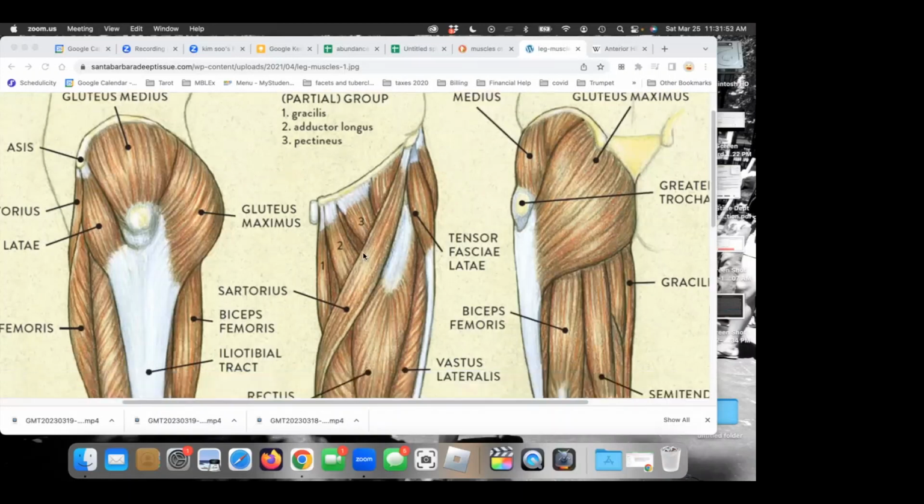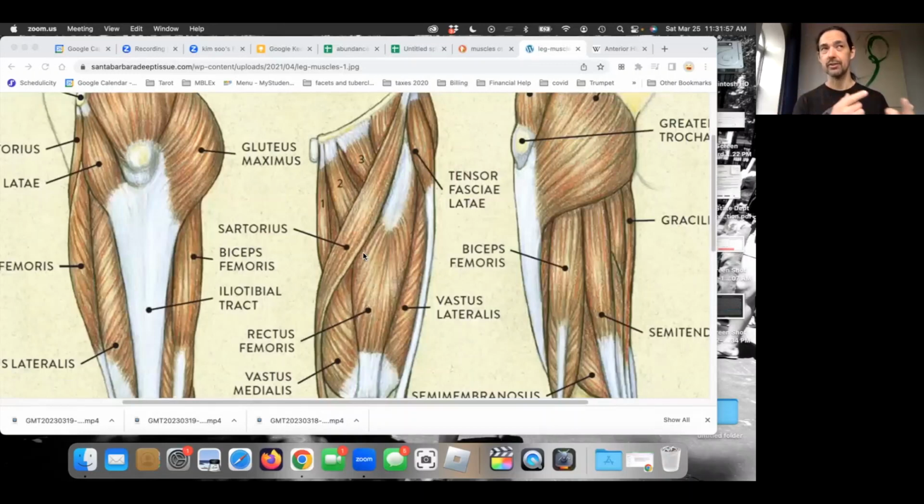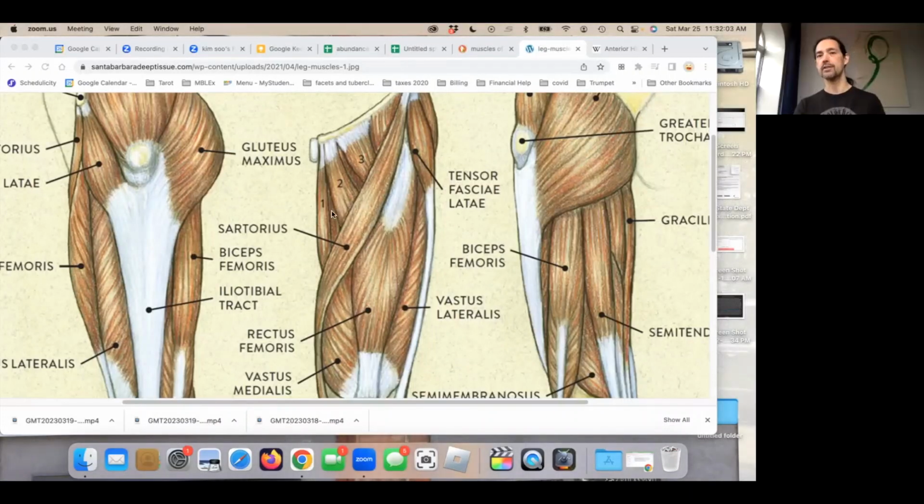But what is the longest? Is it the adductor magnus, pectineus, gracilis, or adductor longus? Adductor longus. That's right. You guys remember which one is the shorter of the two? Is it the pectineus muscle or the gracilis muscle?